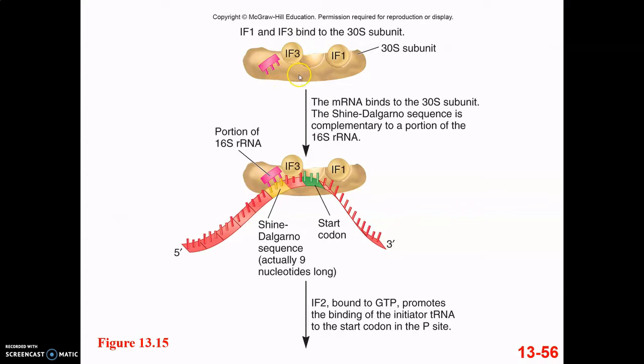All right, so here we have the 30S subunit, within it, there is the 16S piece of rRNA, and initiation factors 1 and 3 will bind into the E site and A site portion of the 30S subunit. This complex will then bind a messenger RNA with the Shine-Dalgarno sequence binding to a short stretch of the 16S rRNA.